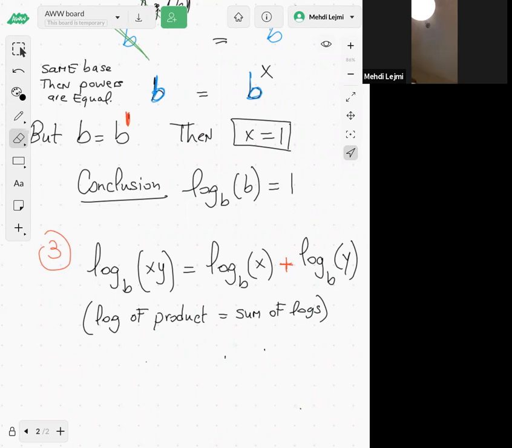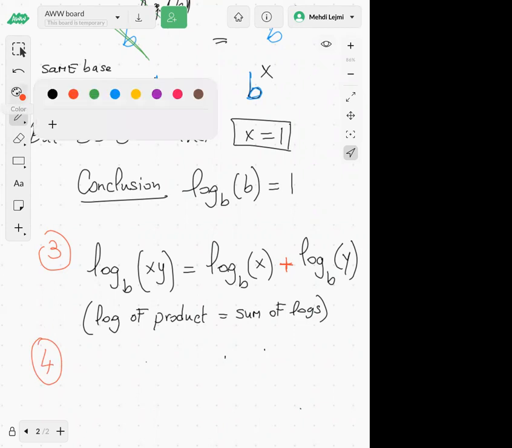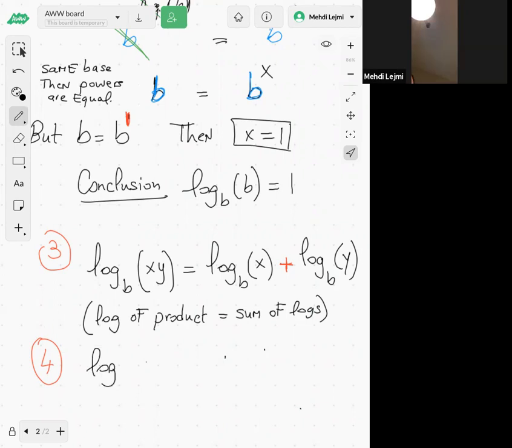Next, number 4, if you have a log of a division, again, all these properties are just a consequence of the fact that the log is the inverse of the exponential. If you have a log of x over y in base b, then it will be the difference of the logs. So it will be log in base b of x minus log in base b of y.